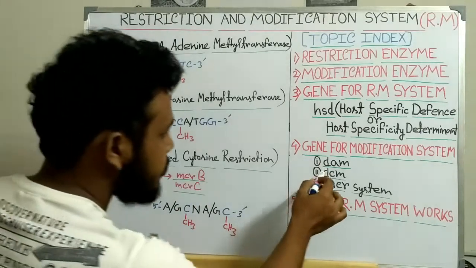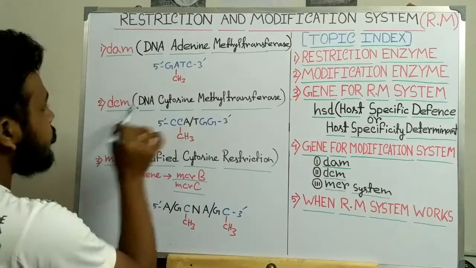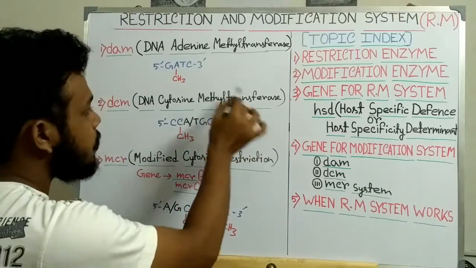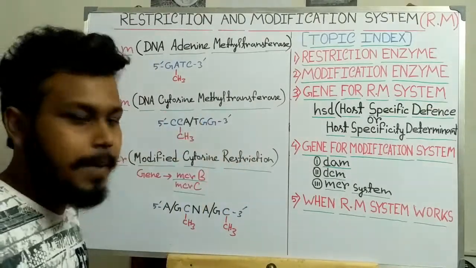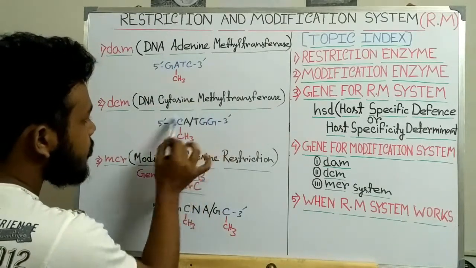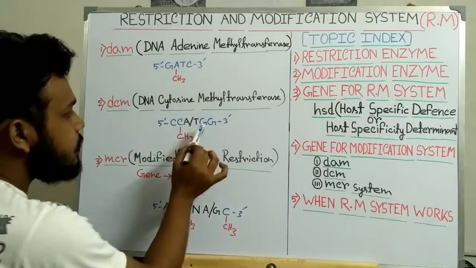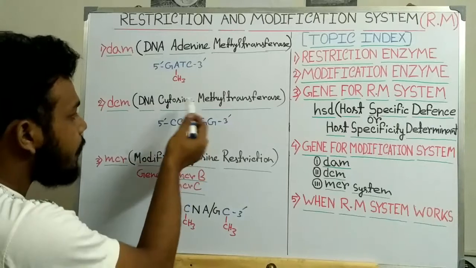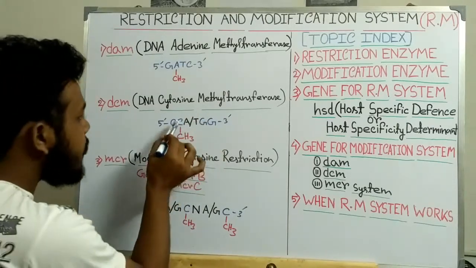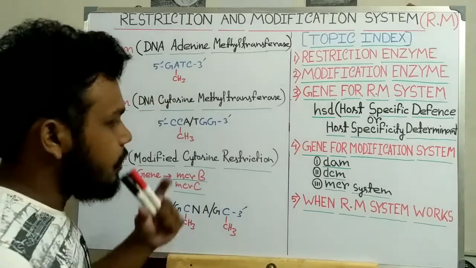Okay, and the next is the DCM gene. This DCM gene for modification is known as DNA cytosine methyltransferase. So it is also a methyltransferase enzyme, and this enzyme recognizes this particular sequence, that is CCA or TGG. Okay, and then after recognition they add a CH3 group to the internal cytosine residue.